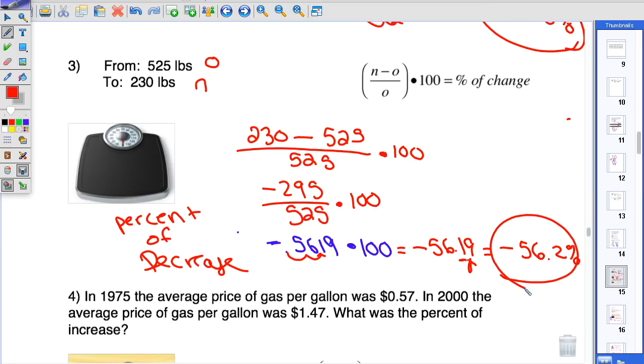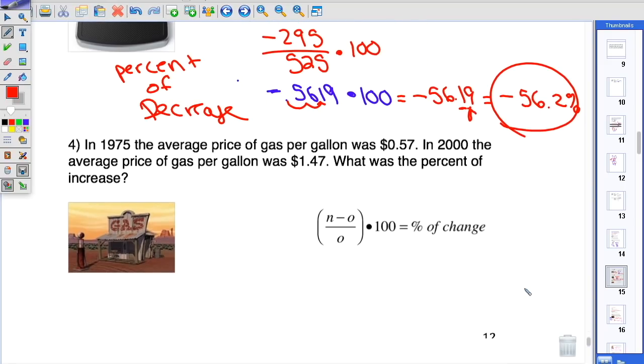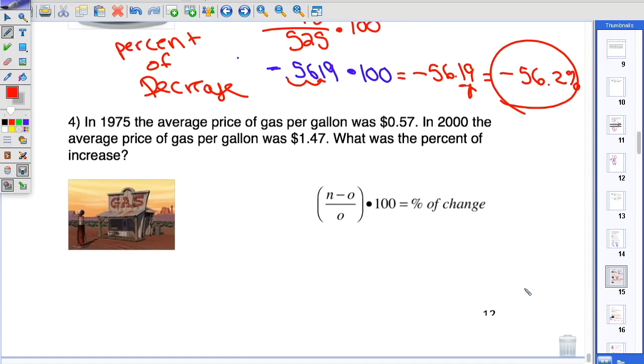And it means that they dropped 56.2% of their body weight. In 1975, the average price of gas per gallon was 57 cents. In 2000, the average price of gas per gallon was $1.47. What is the percent of increase?